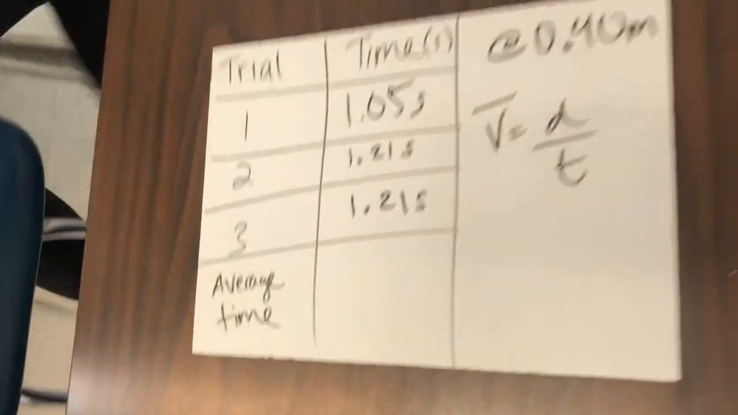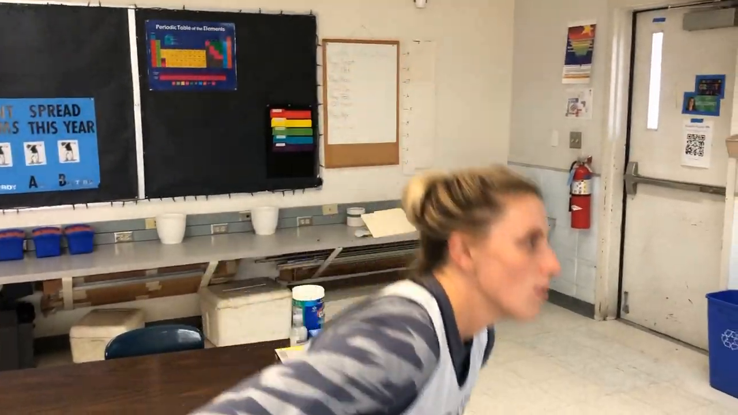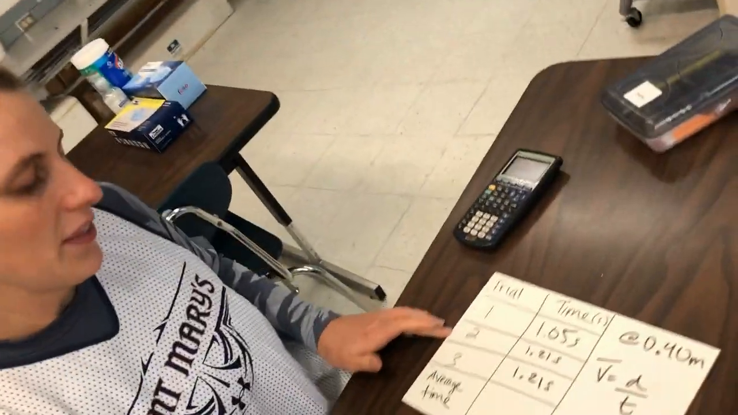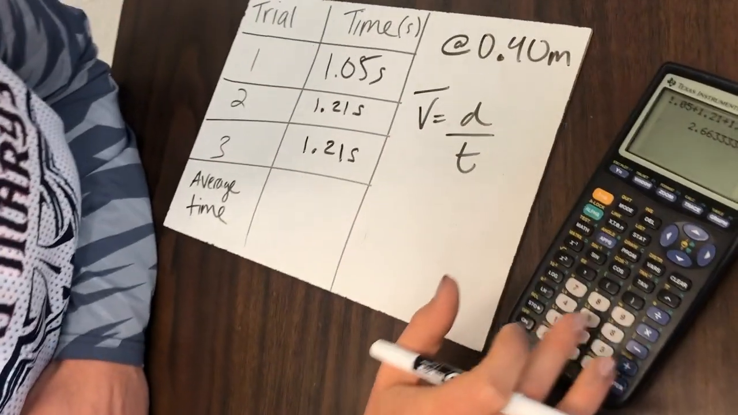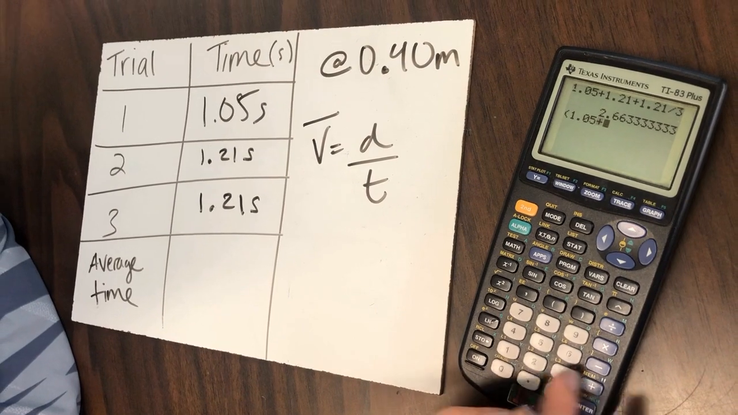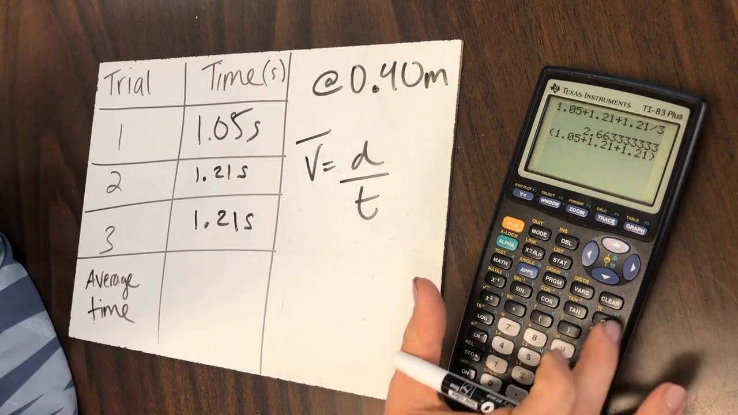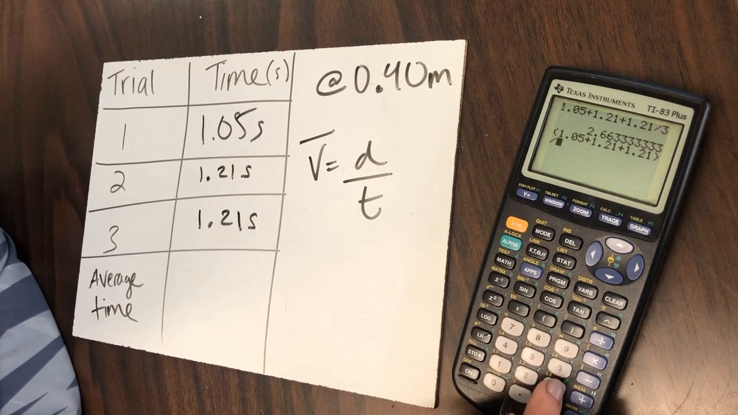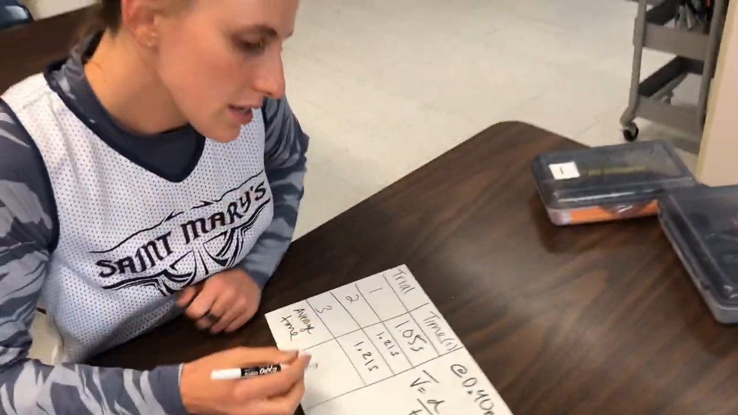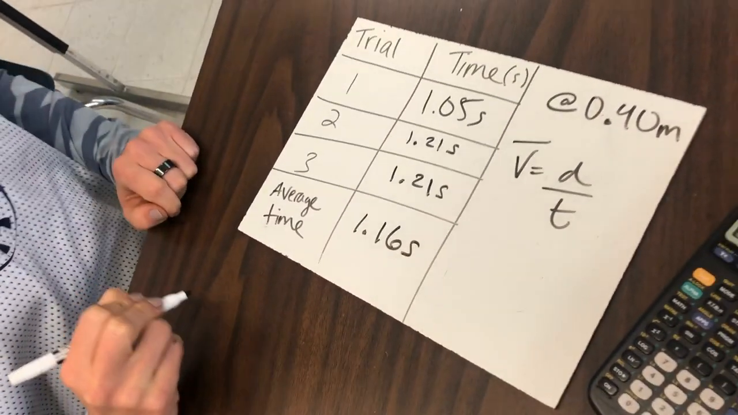Next thing we are going to do is find the average time. How do you find the average of anything? Well, we're going to add them all up and divide by the number of things that we have. I'm going to go ahead and plug this in. Parentheses, 1.05 plus 1.21 plus 1.21, and then I'm going to divide that by, how many numbers do we have? 3. Boom. So the average time was 1.16.